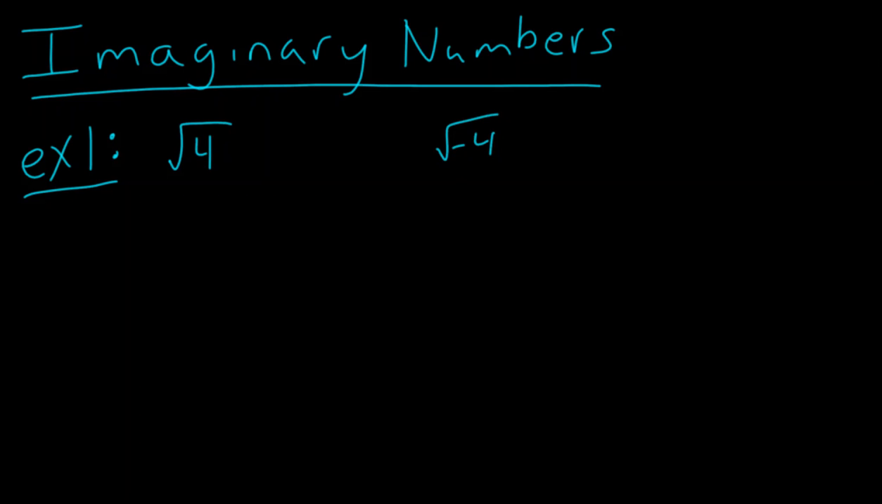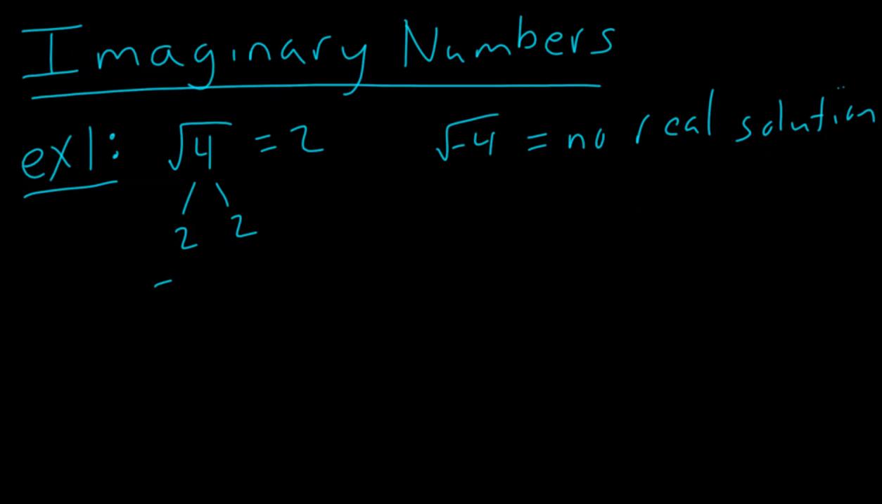If you were to type these into a calculator, of course, the square root of 4 would give you 2, and the square root of negative 4 would give you something like no real solution, or maybe it would say error. And why is that? The square root's asking what number times itself can get you to 4. We know the answers are 2 times 2, 2 times 2 is 4. And wait a second, there's also negative 2 and negative 2. Negative 2 times negative 2 is positive 4. This is why the square root of 4 is really plus or minus 2.